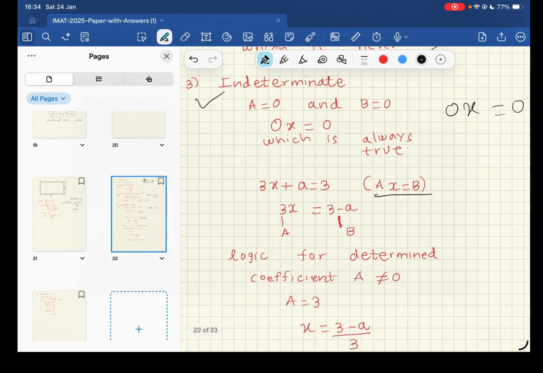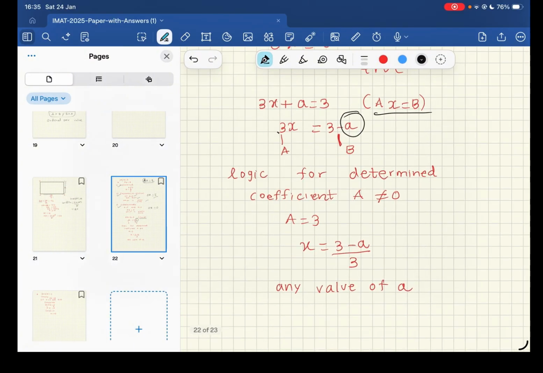So here, in this case, is a equal to 0? No, a is 3. Regardless of whatever the a is, this is always true. There will be a unique solution. If a is 3, let me write x is equal to 3 minus a over 3. You put whatever for a, there will definitely be a solution.